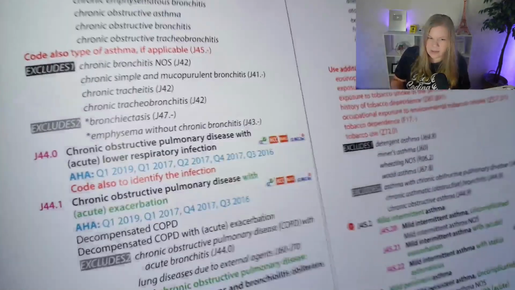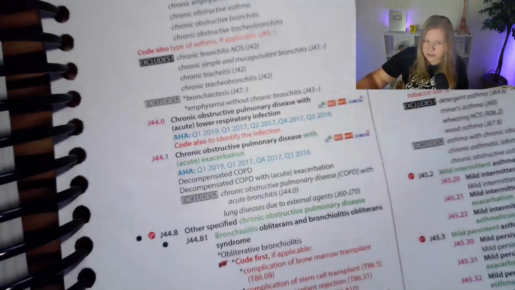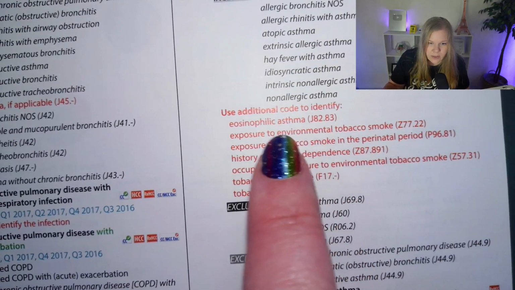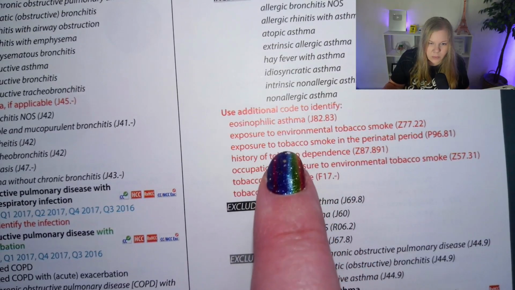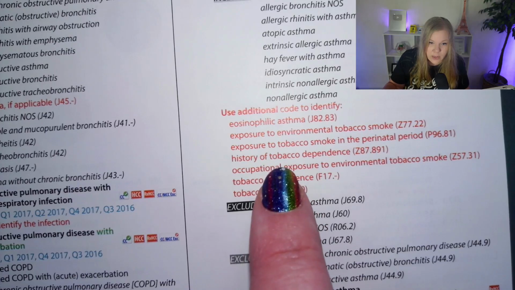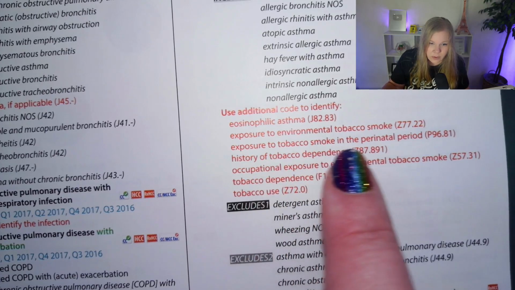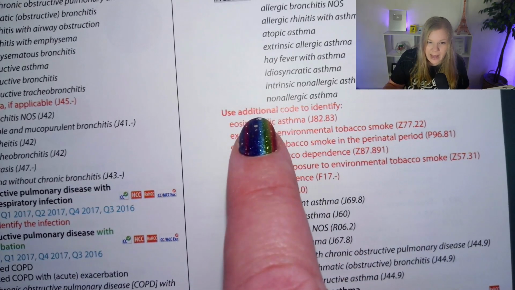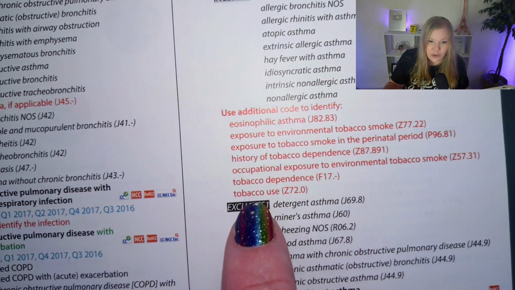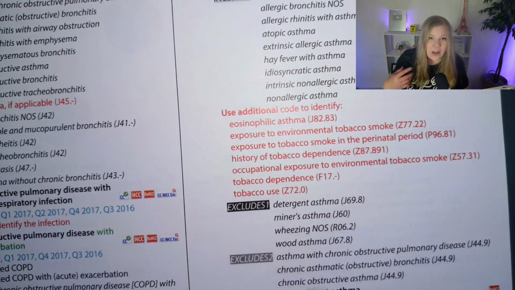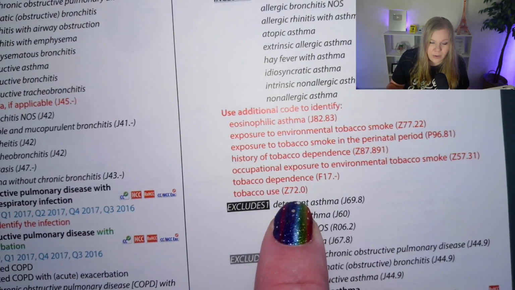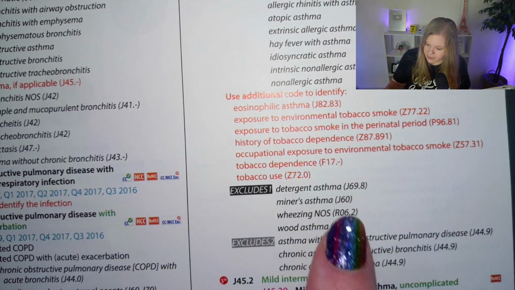Although if we go back to the category, the J45, there is some instructions here. And it says use additional code to identify if we have this type of asthma, exposure to environmental tobacco smoke, history of tobacco dependence, tobacco use in the perinatal period, and a bunch of other tobacco use codes. So if the patient has any of these additional conditions, it's telling us, hey, don't forget to include it. If this patient's having an acute asthma exacerbation and they use tobacco products, you're going to want to add in the Z72.0 code. We also have some excludes notes.